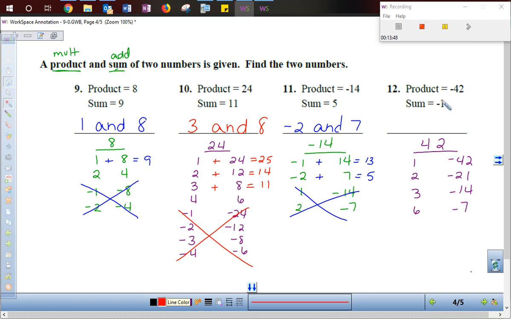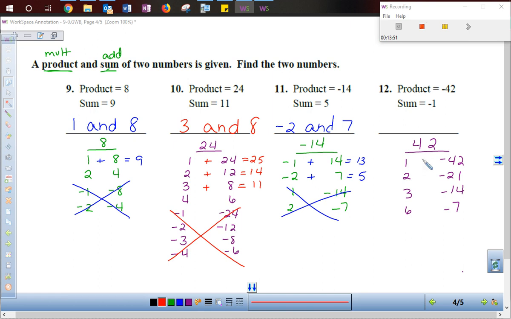Now let's go through and find out which ones add together to be negative 1. So 1 and negative 42 is negative 41. 2 and negative 21 is negative 19. 3 and negative 14 is negative 11. 6 and negative 7 is negative 1. So my factors are 6 and negative 7.